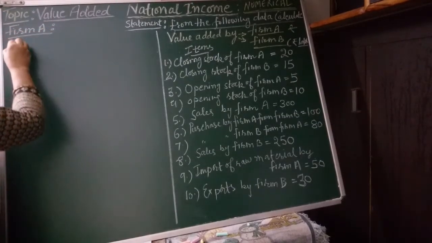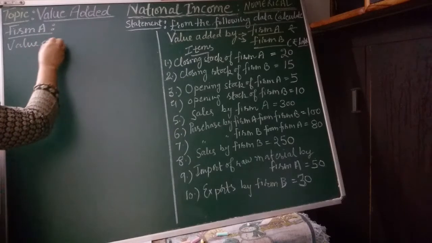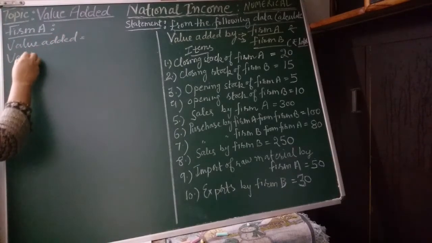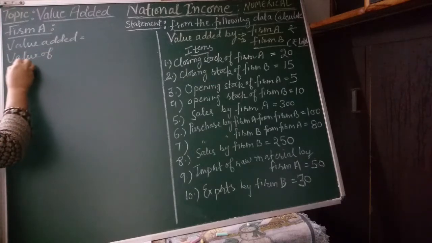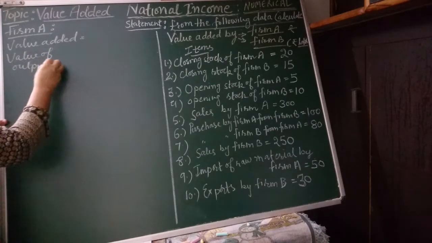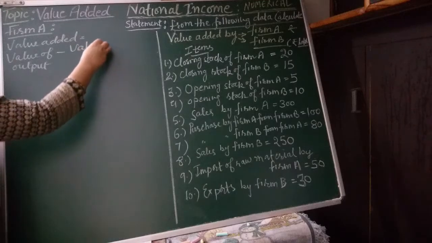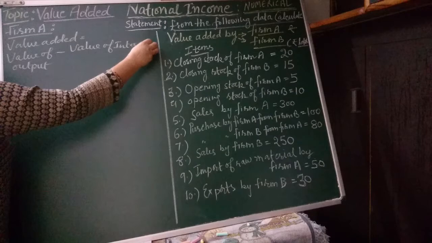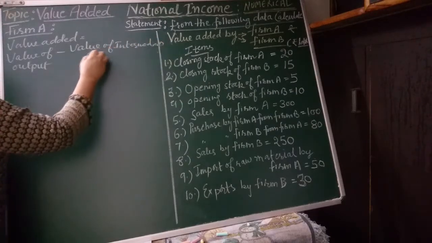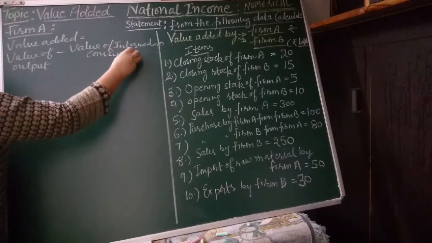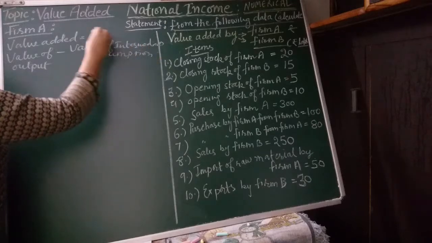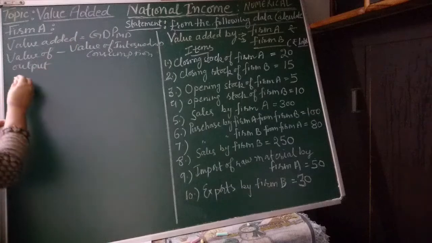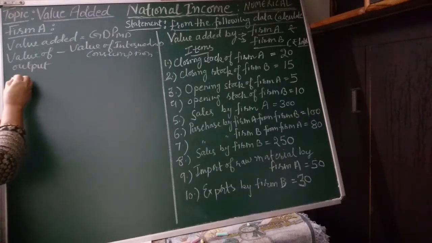Value addition. Value added by firm A is equal to value of output minus value of intermediate consumption. We know that value addition means GDP at MP. Value of output is not given.